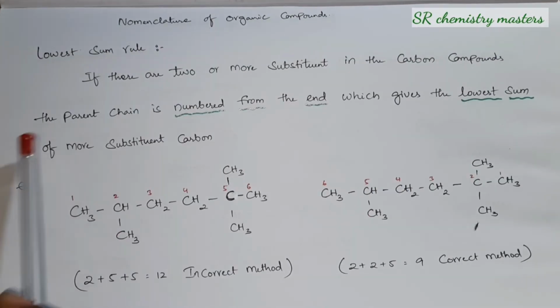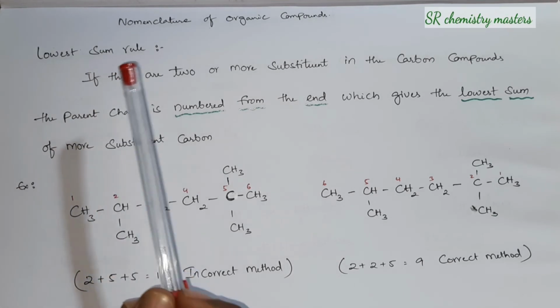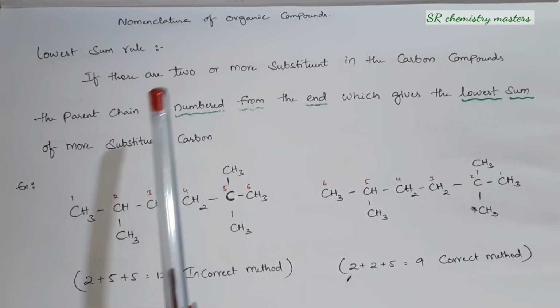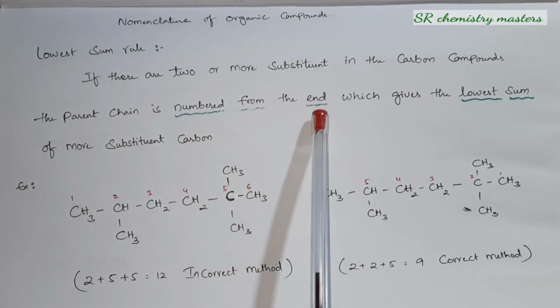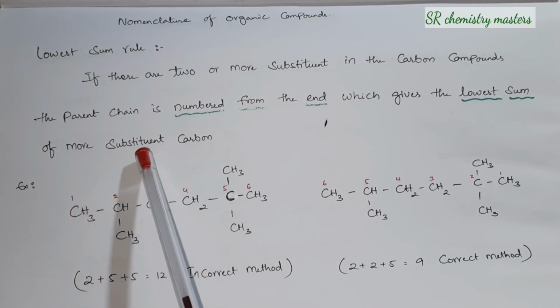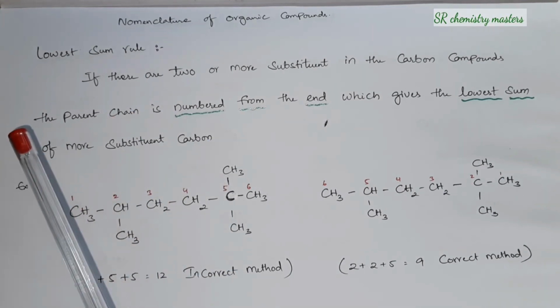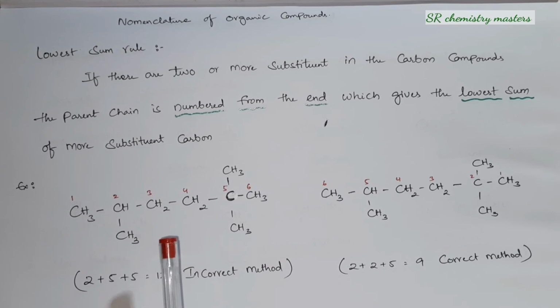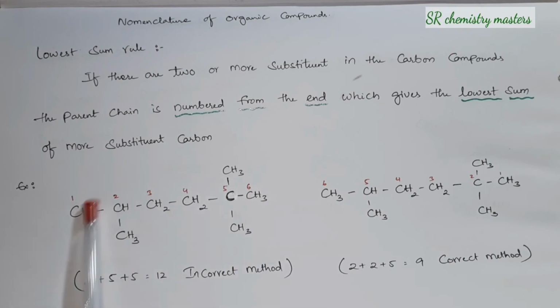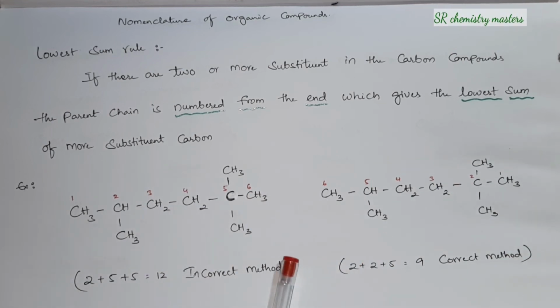Now the second rule, lowest sum rule. If there are two or more substituents in a carbon compound, the parent chain is numbered from the end which gives the lowest sum of the substituent carbon atoms. If you see here, we have taken two examples. In each example, the molecule which we have taken is the same one.